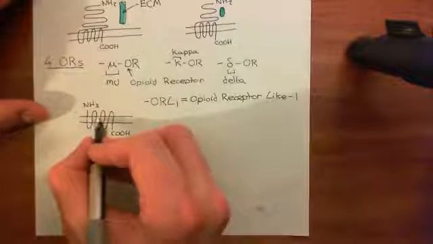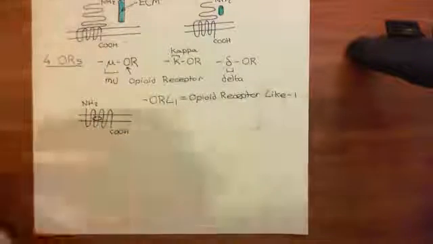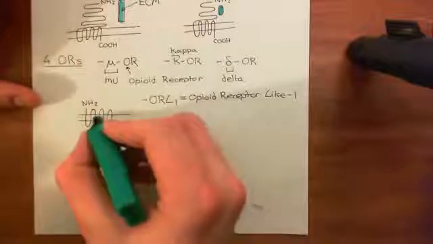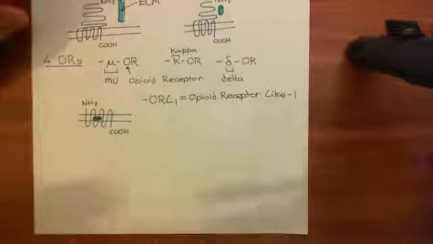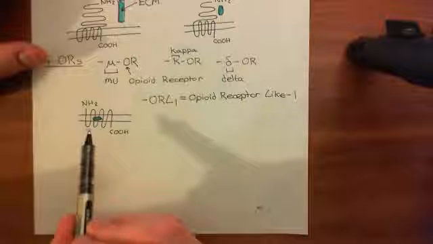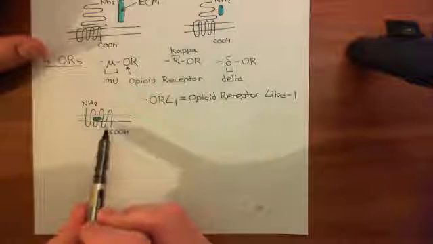Okay, and basically what will happen is the ligand will bind here, so let's show the ligand binding. Okay, so I'll show this as this little turquoise blob here. And basically, when the ligand binds, it will cause a conformational change in the G protein coupled receptor. And specifically, you'll get a conformational change in the 3 intracellular loops.